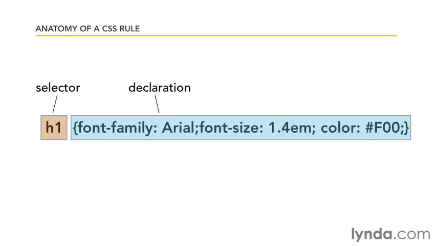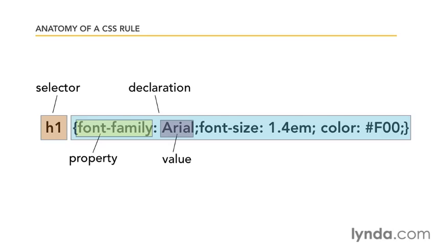Next, we have the declaration. The declaration is contained within these curly braces, which essentially tell the browser that all properties contained within should be applied to the element identified by the selector. Inside the declaration, we have properties and values. Notice that they're separated by a colon and then ended with a semicolon. This tells the browser to move on to the next property if there are any available.